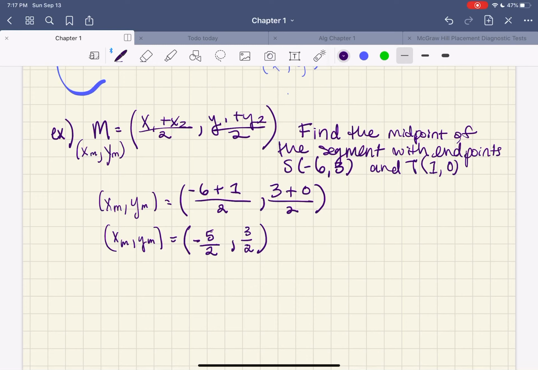Which, again, if you're actually trying to measure this out, or maybe even plot this point on a coordinate plane, you might want to say, well, that is equivalent to -2.5 and +1.5. But if you are just answering a question on an assessment, don't worry about it. Just make sure it's a simplified improper fraction. Okay?